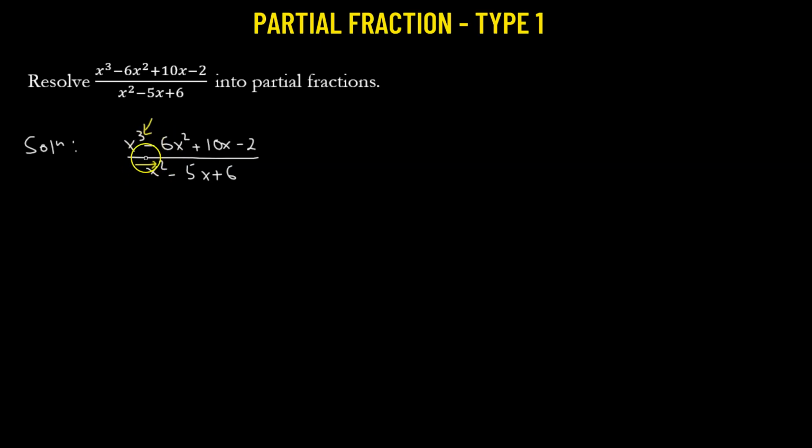All we have to do is reduce the degree of the numerator such that it becomes less than that of the denominator. We will have to perform a long division. To perform a long division, we consider the numerator, which is x cubed minus 6x squared plus 10x minus 2, and we will be dividing it by the denominator, which is x squared minus 5x plus 6.